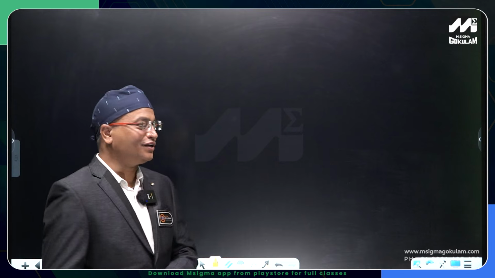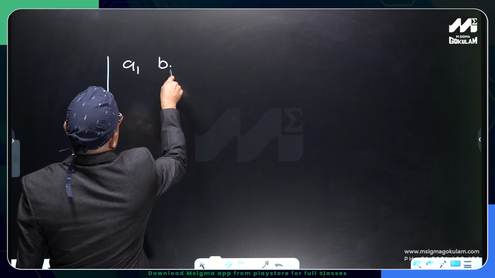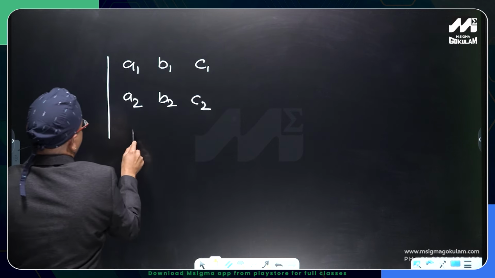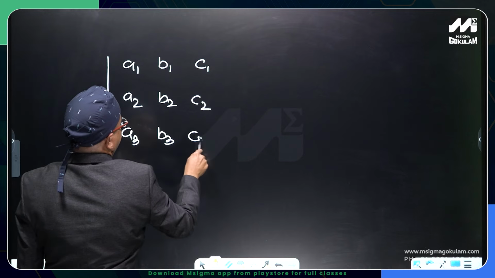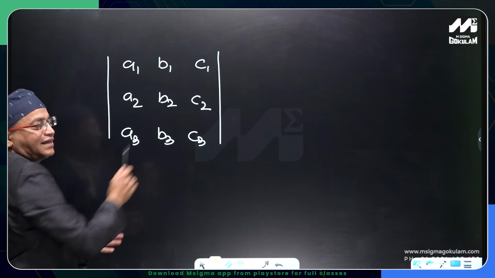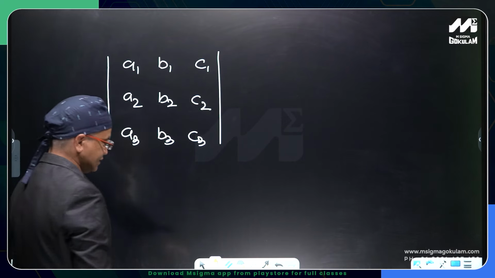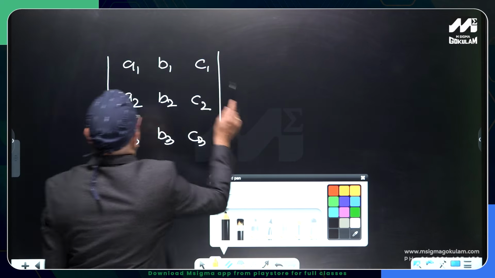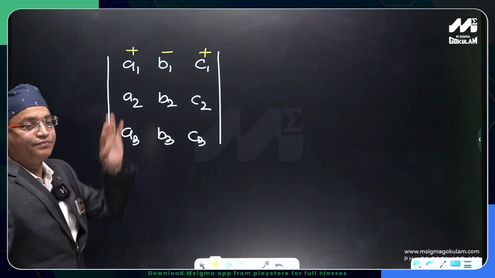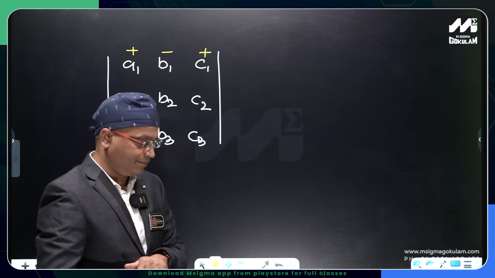Okay? Let us continue with how to expand a 3 by 3 determinant. Suppose A1, B1, C1, A2, B2, C2, A3, B3, C3. This is the 3 by 3 determinant, whatever the elements are. Some values, plus, minus symbols may be there, some zeros may be there, whatever it is. How to expand? Generally, the procedure is this. You take plus, minus, plus like this on the top row. I am recollecting this for the sake of all.